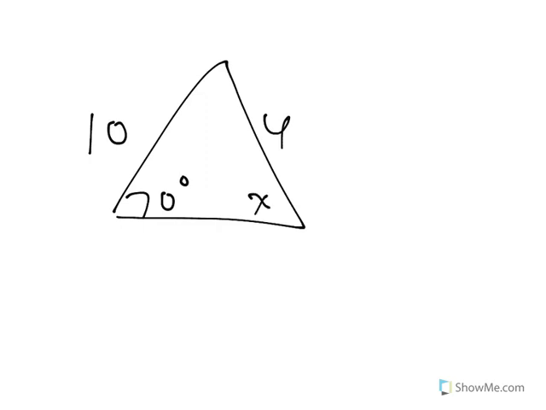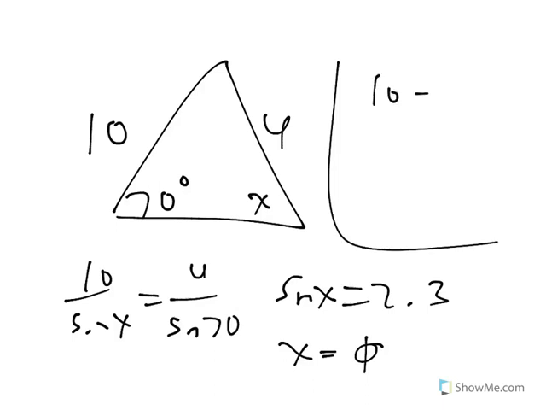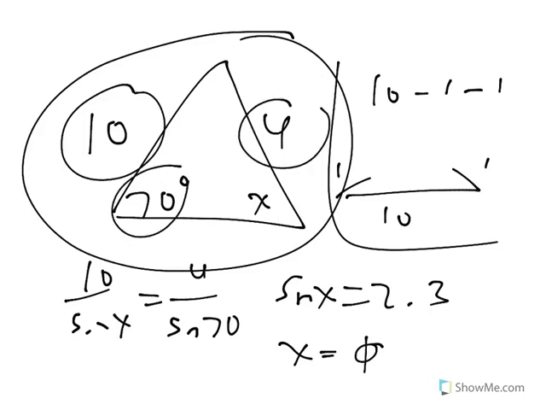In this one, 10 over sine x equals 4 over sine 70, and we get sine x is equal to 2.3. So when that happens, it's actually not possible to create a triangle that has these three things. Just like you can't make a triangle that has sides 10, 1, and 1. It's just not possible to create it. Well, it's not possible to create a triangle that has 10 and 4 opposite a 70-degree angle.